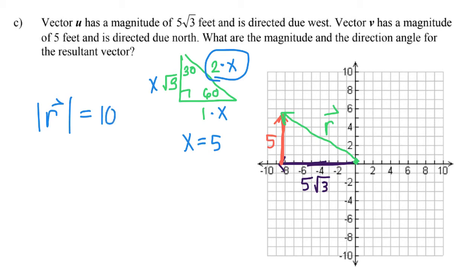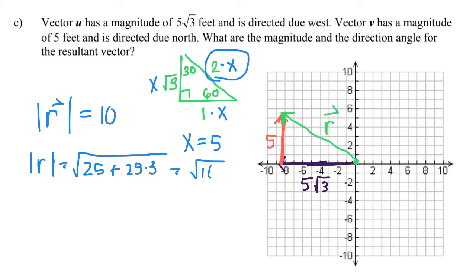Now, if we don't like doing it that way, we certainly can say that's going to be the square root of 5 squared plus 5 root 3 squared. 5 squared is 25. And then the square root of 3 squared is 3, so 25 times 3 is 75. So it looks like I get the square root of 100, which is 10. So either way you want to do this will be fine. If you remember those special right triangle values, it will be a lot faster for you.